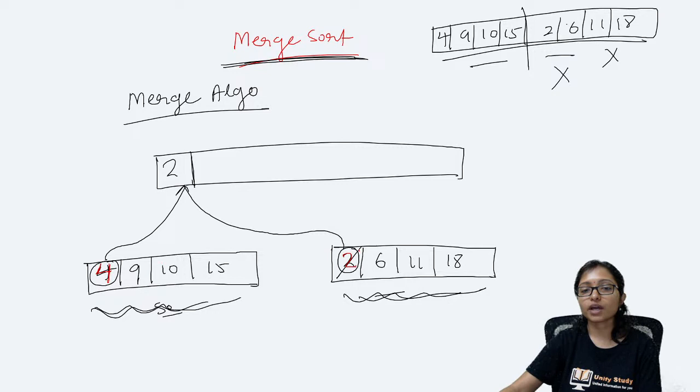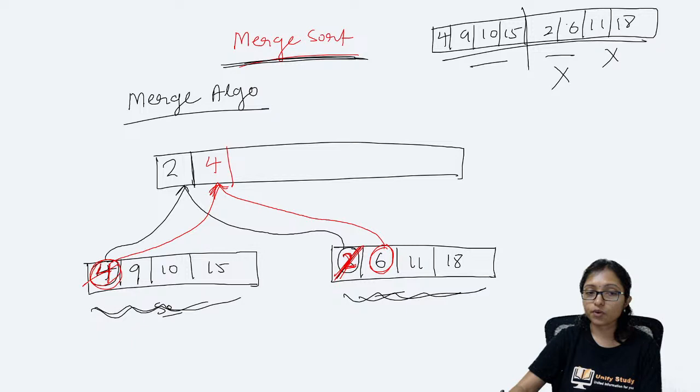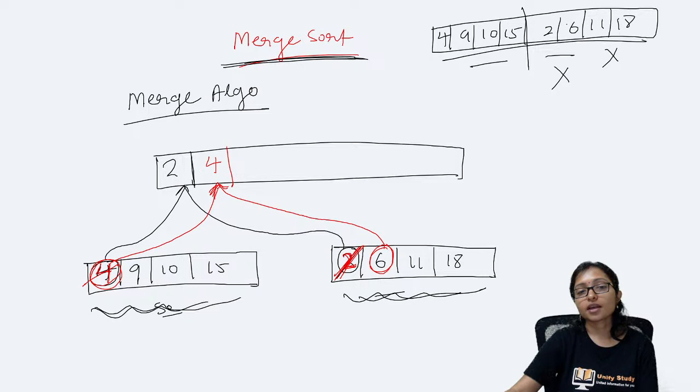I am giving it, and now again the next first element. What are the first elements now? Now the 2 is not present. Now the first element is 4 here and the first element is 6 here. Now again we will do the comparison between 4 and 6. Which one is smaller out of 4 and 6? 4 is the smaller one. I am going to delete the 4. Got it? Is this clear? Always we are doing it with the first element. 4 and 6, comparison is done. I am going to place it.